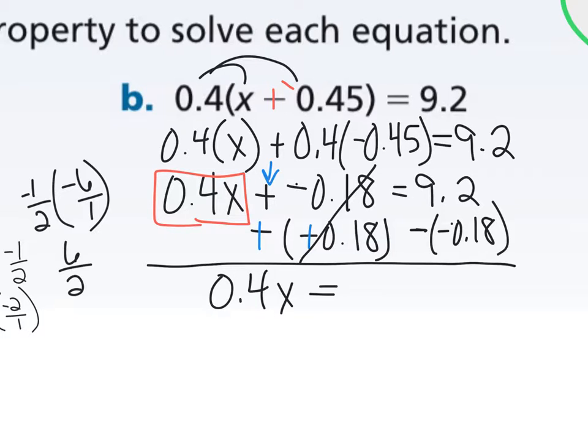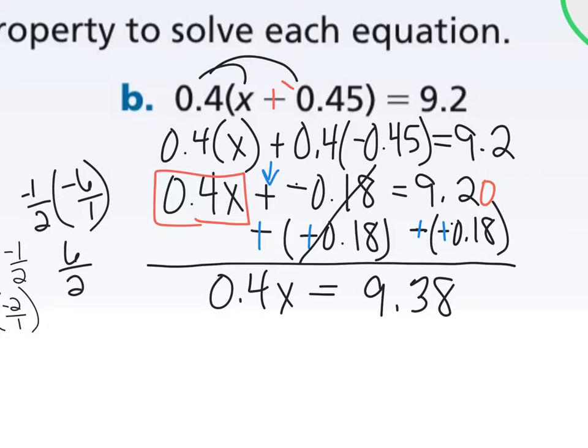Again, on the right side, add the opposite. So now both of those are positive. They're working together. We can add a 0 there if we'd like. So add those together would be 9 and 38 hundredths.